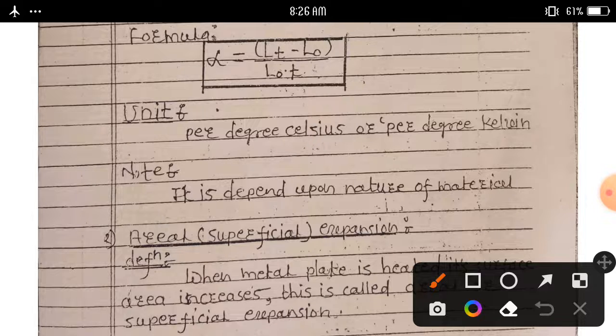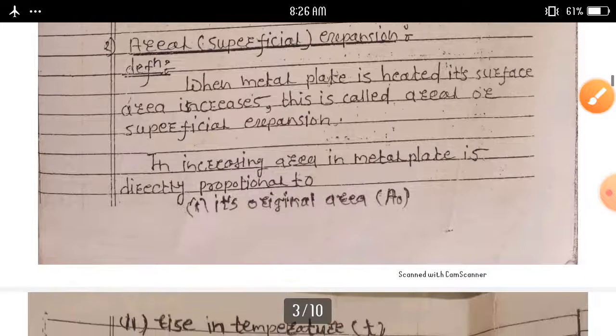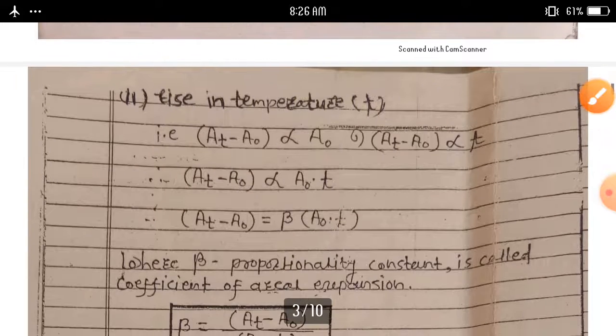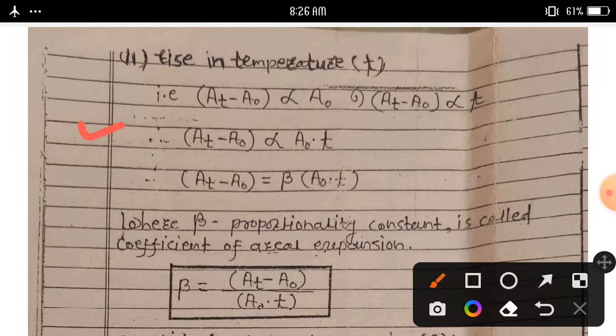Then the second type is areal or superficial expansion. Definition: when a metal plate is heated, its surface area increases. This is called areal or superficial expansion. The increase in area of the metal plate is directly proportional to, first, the original area, which we consider as A0, and second, the rise in temperature, which we consider as t.